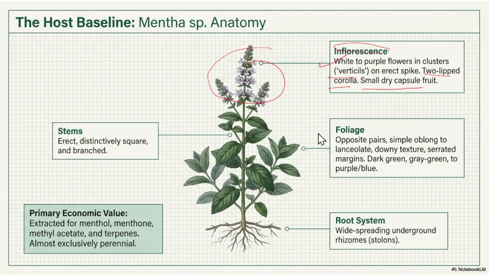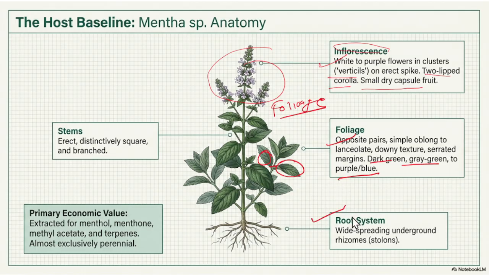So now the second one is the leaf part, and that leaf part is called the foliage part. It is an opposite pair, that means leaves are arranged in opposite pairs, like this one leaf and this one, they are both in opposite directions. So now simple, oblong to lanceolate, downy structure, serrate margin, dark green, grey green to purple blue colors are in this foliage or leaves.